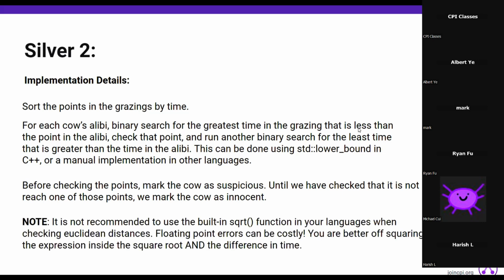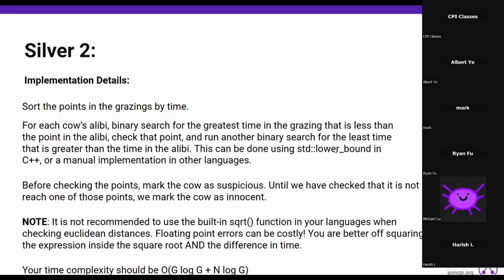Also, a really important side note: it's not recommended to use the built-in square root function in languages when checking the Euclidean distances. This is because floating point errors can occur, which is basically when sometimes in your code the last few decimals can get cut off, and that can sometimes make the difference between a wrong answer. So you're better off squaring the time difference and comparing it to the expression inside the square root.